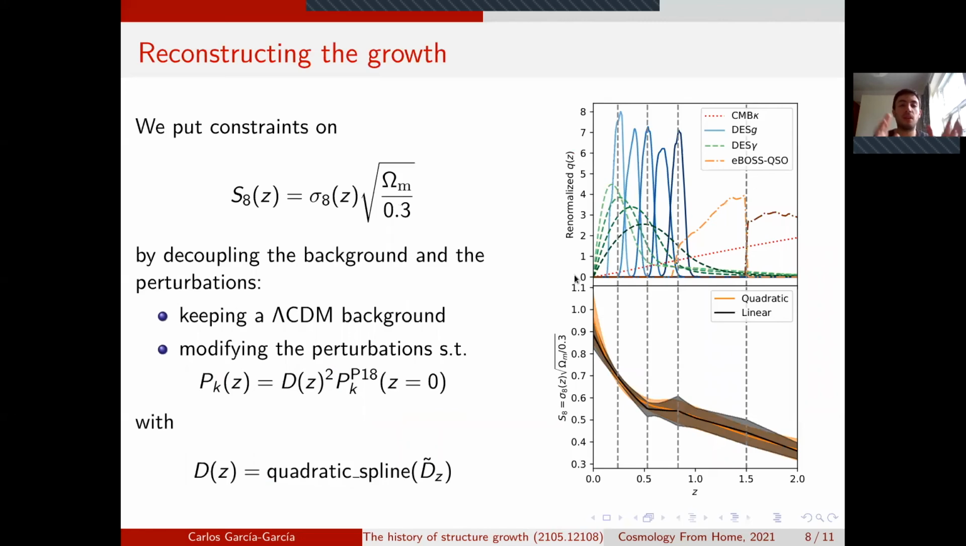So let's move now to the real goal of the paper, because we didn't want to analyze lambda CDM in detail, and for that we will have to do a much more careful analysis of scale cuts, baryon effects, etc.